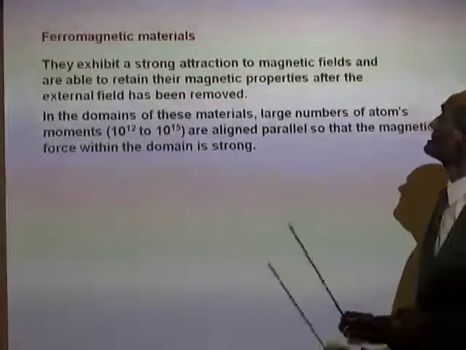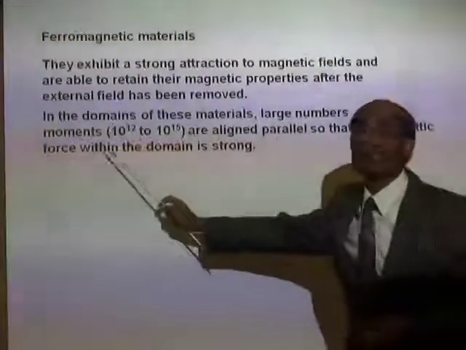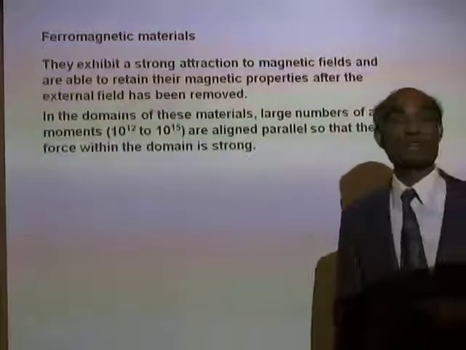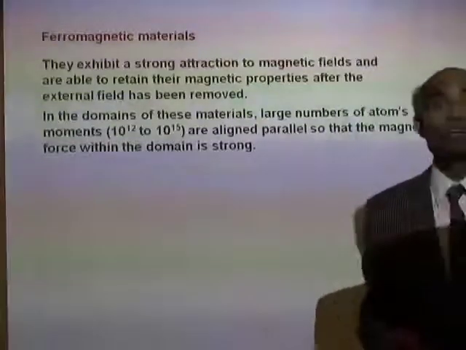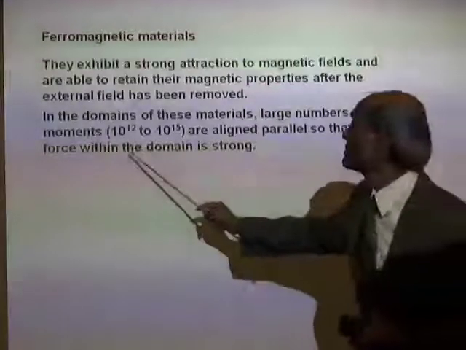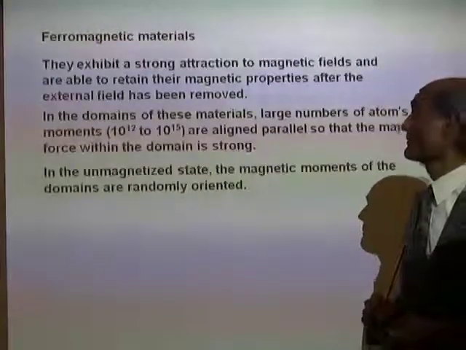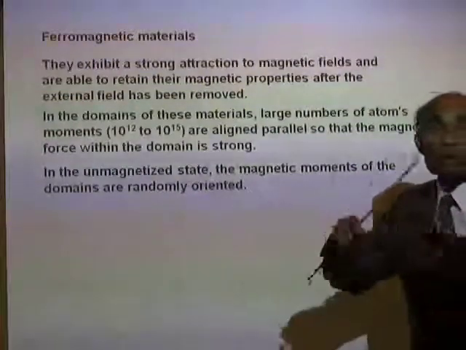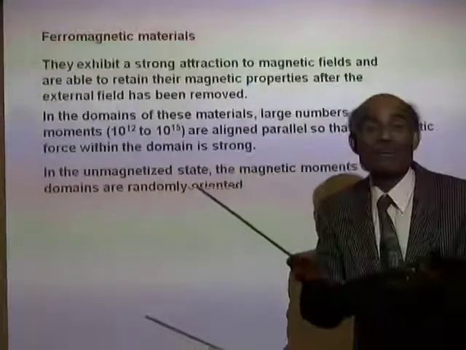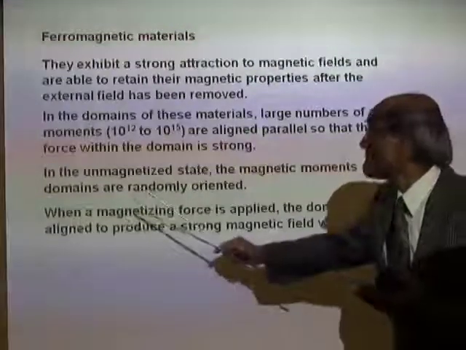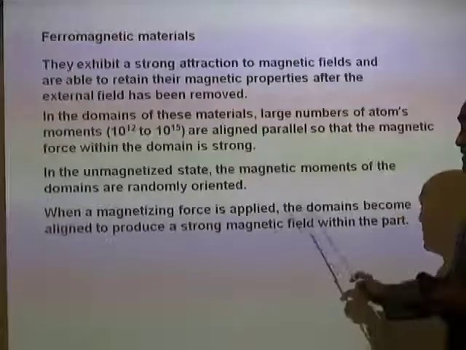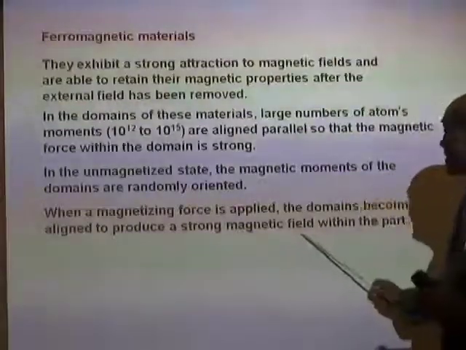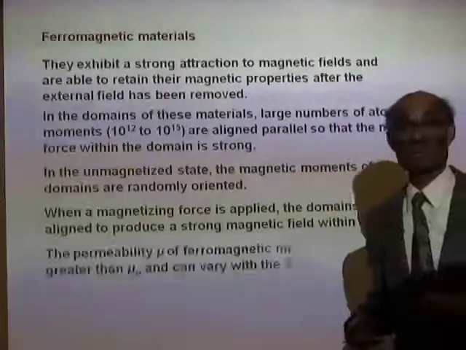Now, in the domains of these materials, large numbers of atomic moments of the order of 10 to the 12 to 10 to the 15 are aligned parallel so that the magnetic force within the domain is very strong. In the unmagnetized state, the magnetic moments of the domains are randomly oriented, and when a magnetizing force is applied, the domains become aligned, producing a strong magnetic field within that material.